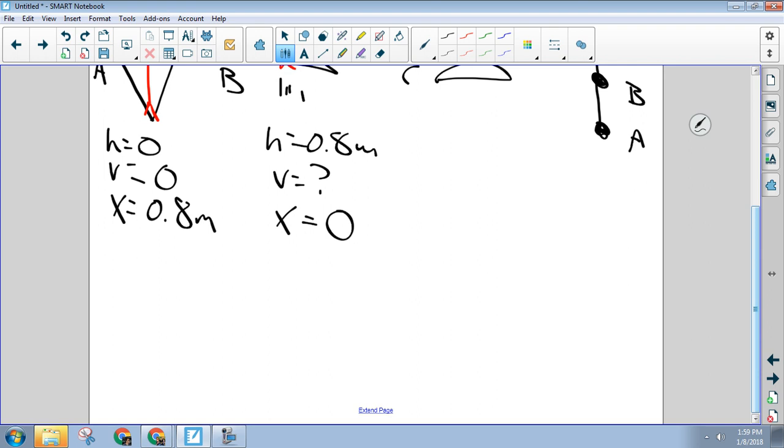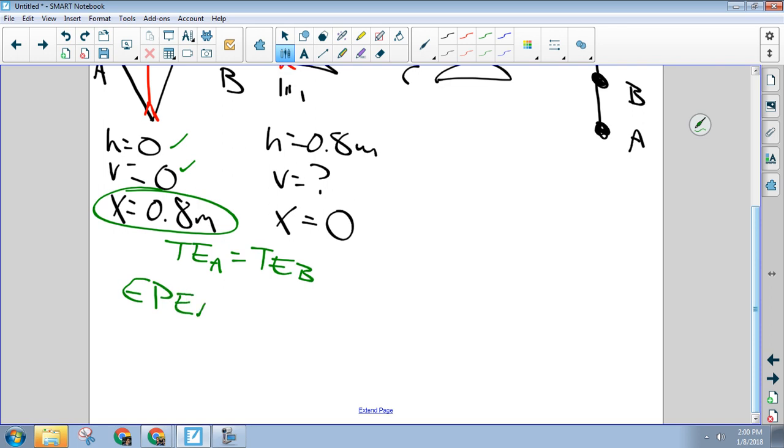All right, so let's solve this thing. So here we go. It should be true that the total energy at point A is equal to the total energy at point B, because the only two forces are gravity and the spring, and those are conservative. So at point A, what kind of energy do I have, you guys? Just elastic, right? Because these guys are both 0. So the elastic potential energy at A has got to equal the energy at point B. What kinds of energy do I have? GPE and KE.